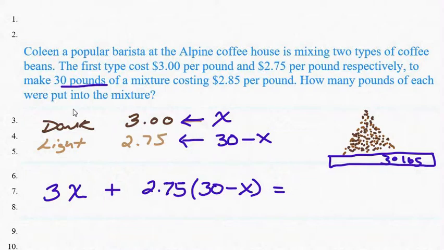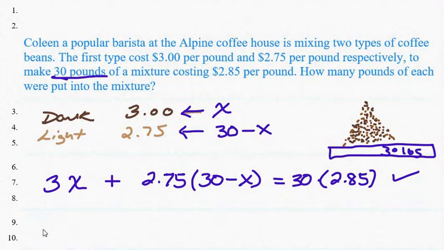Well, that total cost is going to be a total of 30 pounds of a mixture costing $2.85 per pound. So this total mixture right here is going to cost $2.85 per pound times 30, which is the number of pounds. But we don't know how many dark beans in weight and how many light beans. We will know after we do the calculations, once we've set up our equation. Alright, so let's go ahead and do this.